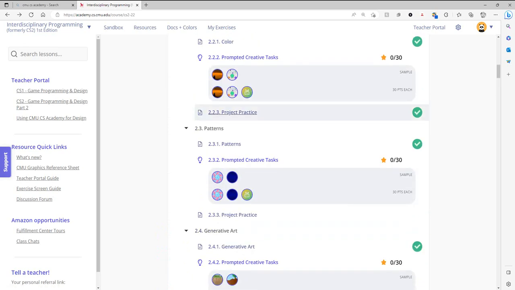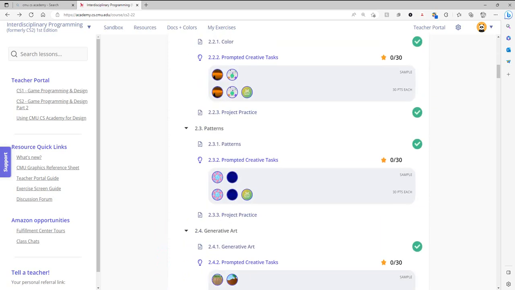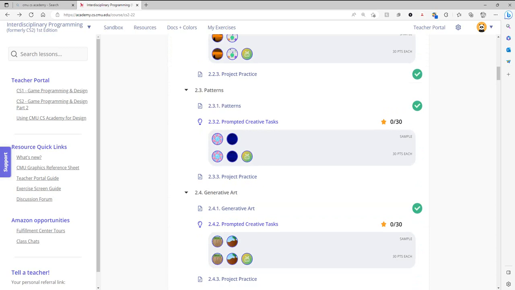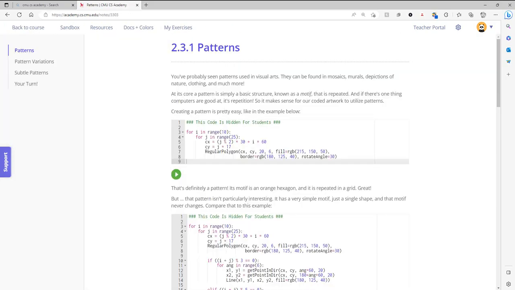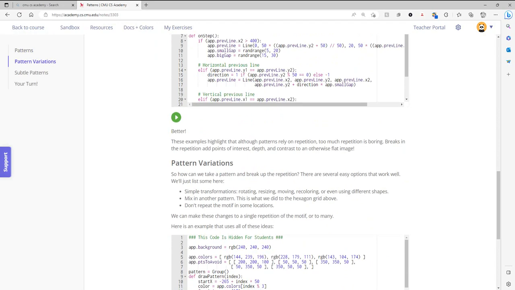So we started with patterns. We went to generative art, and then we went to emergent behavior. But going through these steps and processes shows you how you can get to game artificial intelligence, or be able to simulate a game artificial intelligence, right? So in the pattern section, we went through this process of creating patterns.